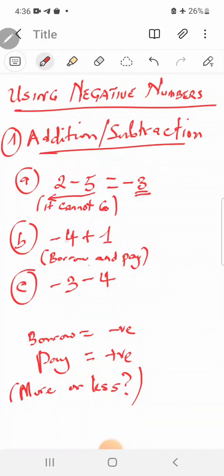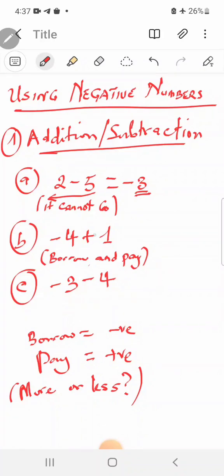B, negative 4 plus 1. So what are we saying here? That you borrowed. You see why we say borrowed? Because of the negative sign. You borrowed how much? Maybe 4,000, let's say. You borrowed 4,000 from your annoying friend who will first insult you before giving you the 4,000.